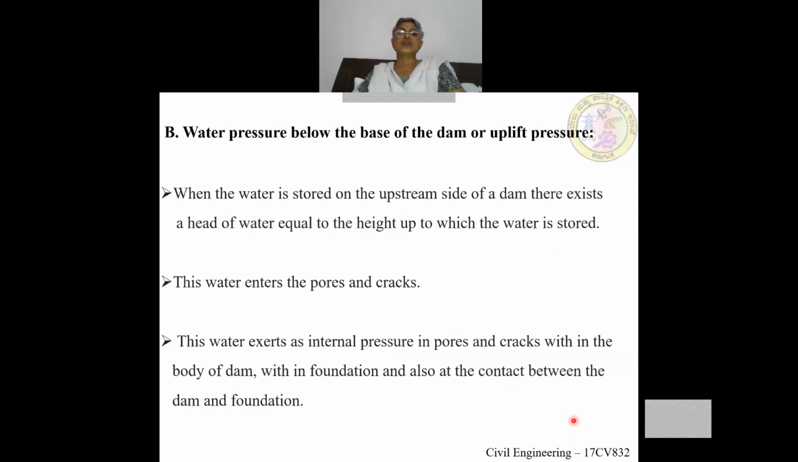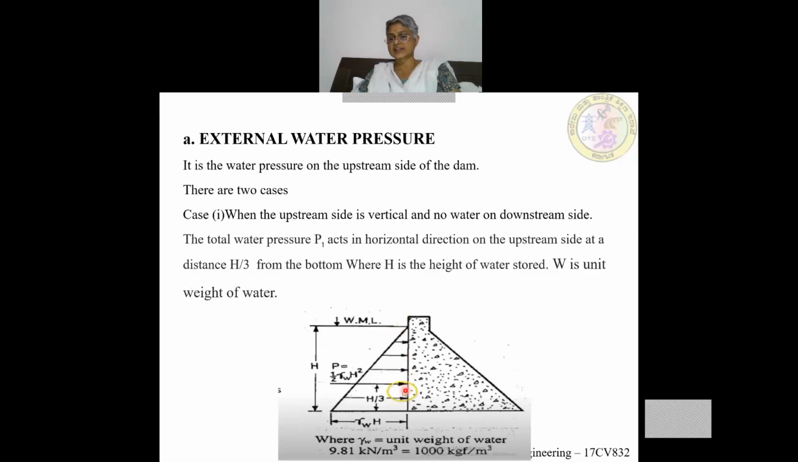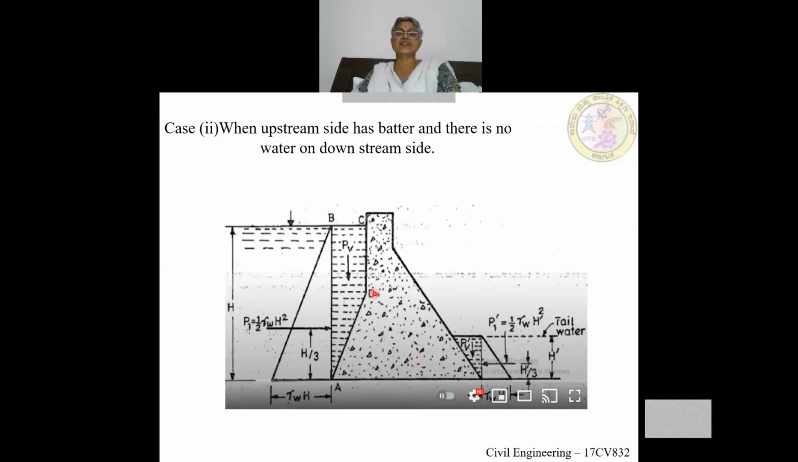Next is the internal water pressure, also called uplift pressure. We discussed the external water pressure. There were two cases in that. First case is when the dam face was vertical, and the second case is when the dam face is inclined and there is tail water. As I told you, you can neglect this because it is a stabilizing force, like a factor of safety. It reduces the horizontal pressure, which is good for the dam.